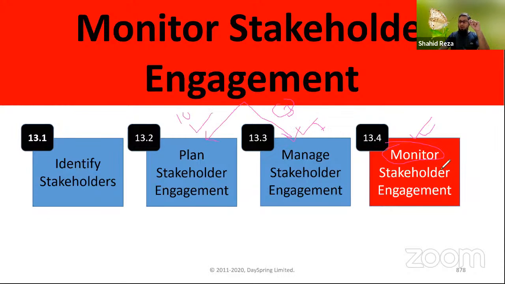Is there any change required related to stakeholder engagement, stakeholder identification, stakeholder requirement, stakeholder engagement plan? Anything that is required will be produced from this process. All right. And you also have to monitor all the actions you have identified here. Are all the actions effective? Or have you just planned a lot of efforts, a lot of actions that are actually not adding any value? Those action items that are not adding any value in stakeholder engagement, you have to also identify.